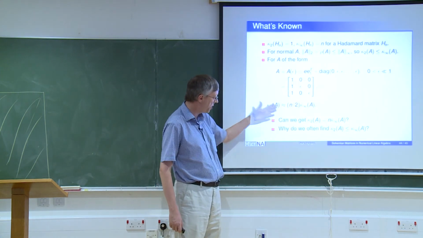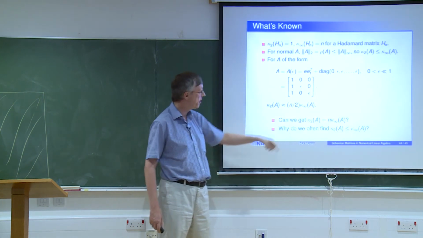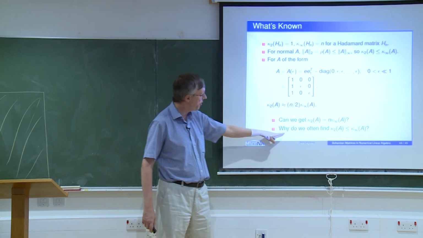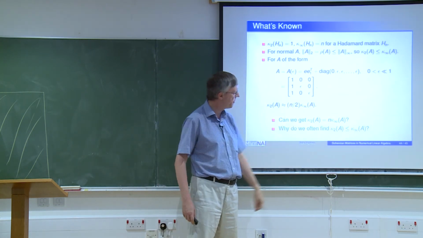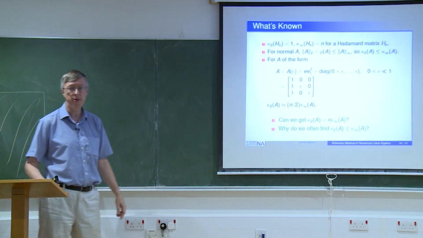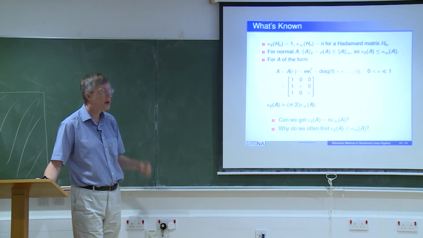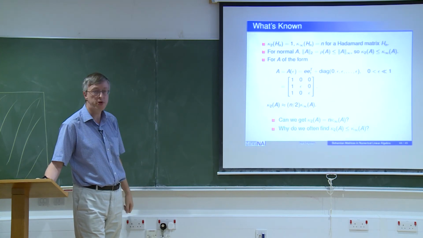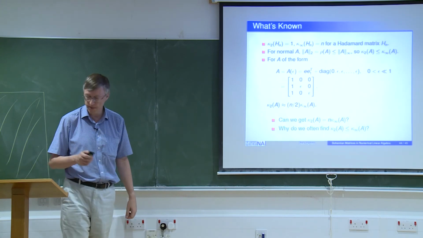So the questions that remain: can we actually get a factor n difference here? And why do we often find in practice that, despite this example, the matrices we generate typically have bigger infinity norm than two-norm condition number? I don't know. So that's still a bit of a mystery, and an open question that maybe people will have ideas about.